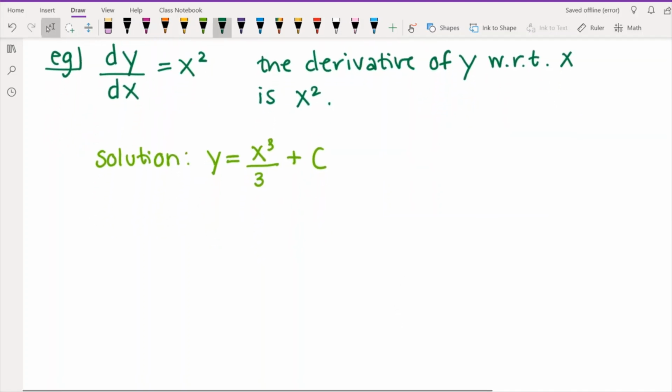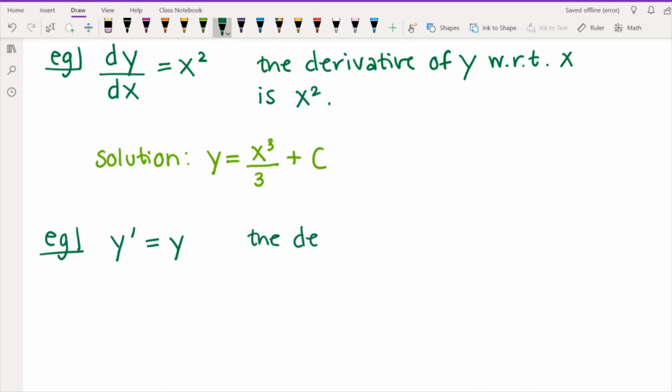Okay, so let's look at another example. So let's say that now we're trying to interpret and then see if we can find a solution to the following: y prime is equal to y. So first step, what I want to do is translate this into a sentence. There are no x's in this, but we can still assume that we're thinking of y as a function of x. So we can still say the derivative of y with respect to x is, well, this says it's y.